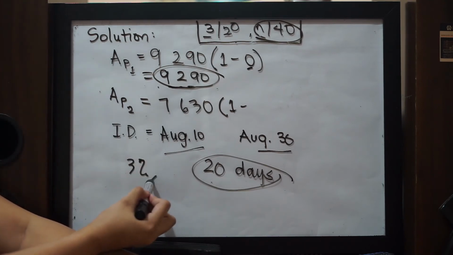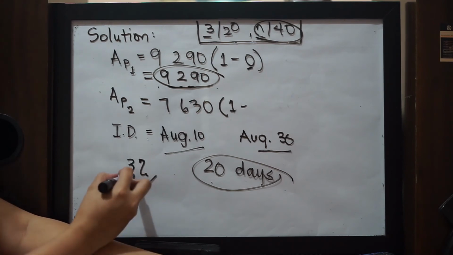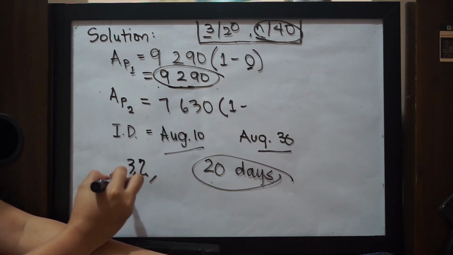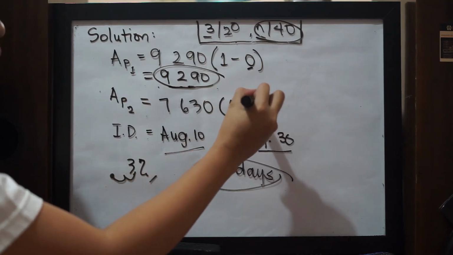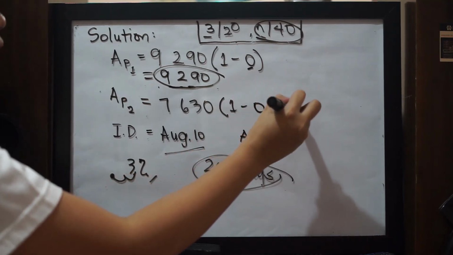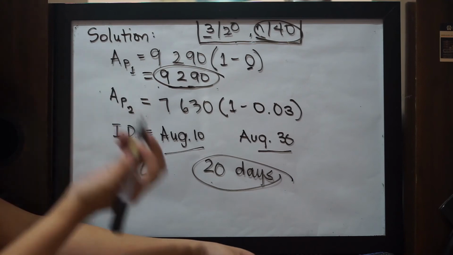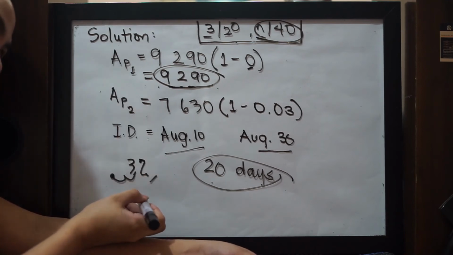Then, since we cannot solve using this percent symbol, we have to change this to decimal. Changing this to decimal, we move 2 decimal places to the left. So, we will have 0.03 as the discount rate. Uulitin ko po ulit. Paano nakuha, ma'am, yung 3%?